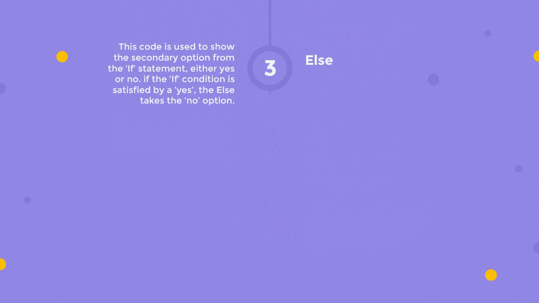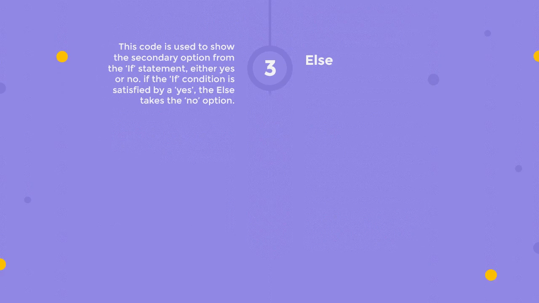The third code is the else code. This is a code used to show the secondary option from the if statement, either yes or no. If the if condition is satisfied by a yes, then else takes the no option. Okay? So else is also used for an option resulting from an if condition.